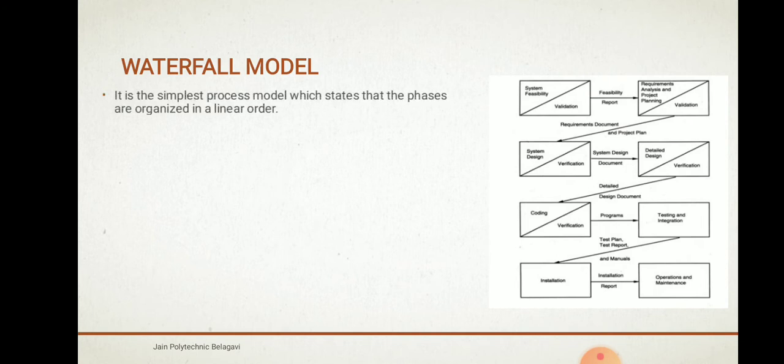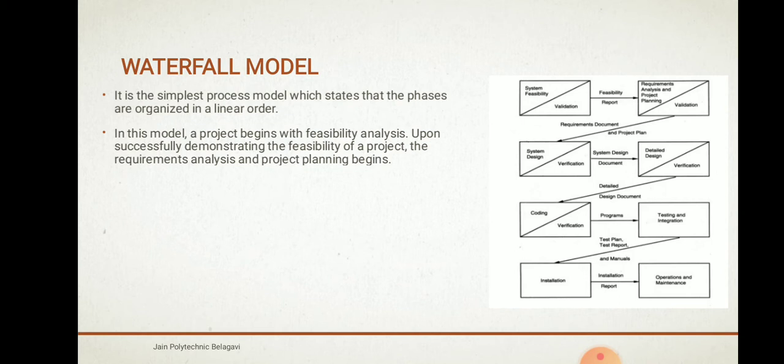It is the simplest process model, which states that phases are organized in linear order. So as you can see here, it is in a linear order. You can't go from one stage to the last stage at one time. You have to go in a linear fashion. So you can see here the requirement analysis and project planning, the system feasibility and report.